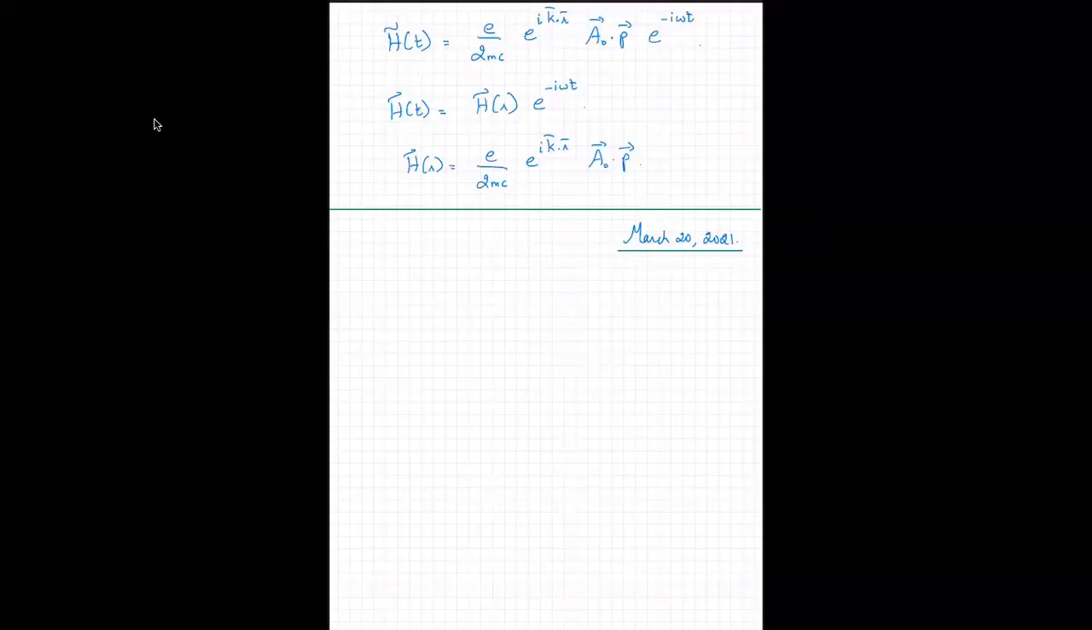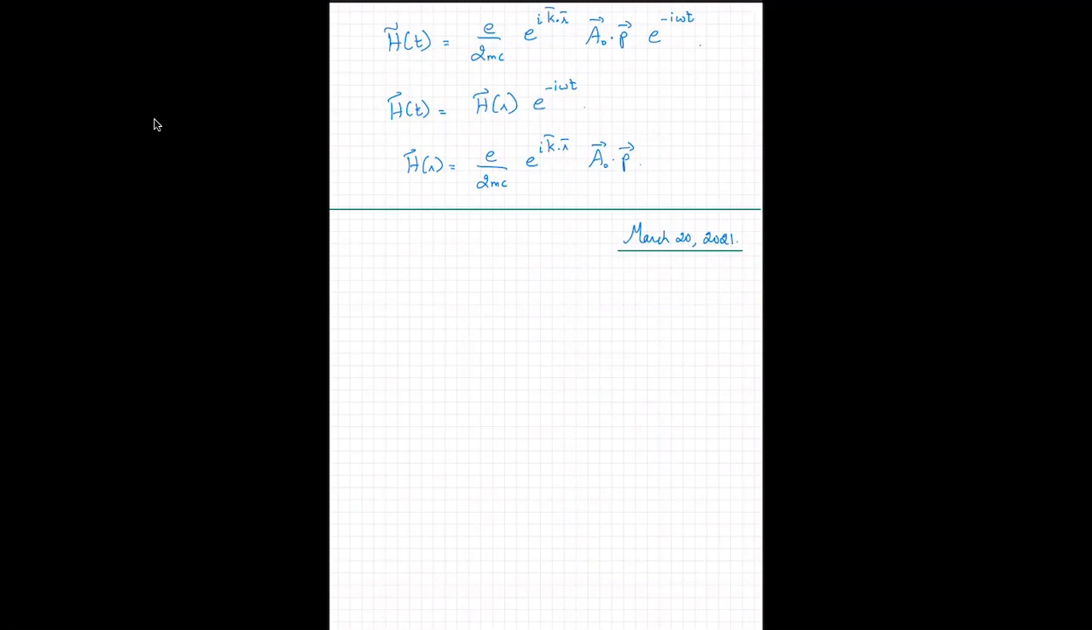Okay, so let us continue with our study of the photoelectric effect. Basically, what we're trying to understand is the process of an external electromagnetic radiation causing the electron in the hydrogen atom to rip out of the hydrogen atom completely. Okay, so what we're left with is an ionized hydrogen.